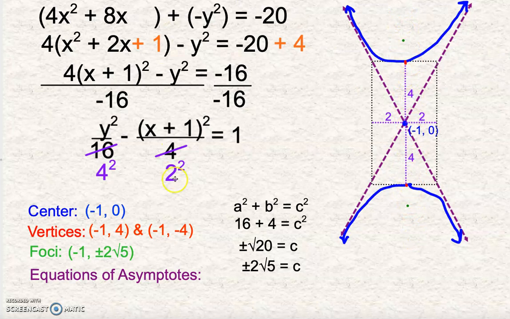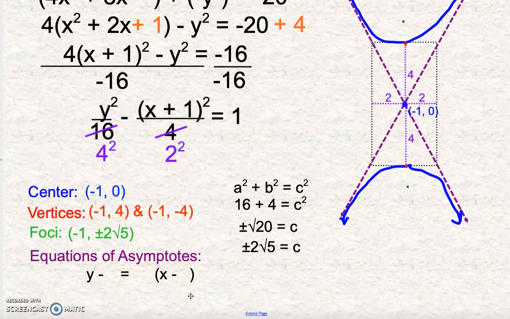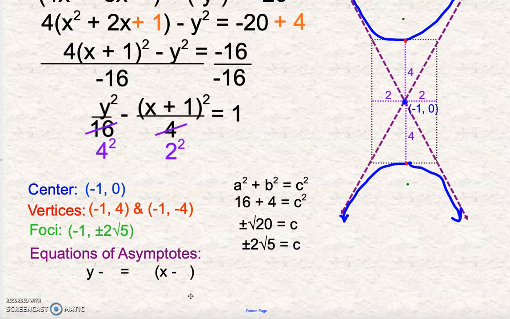And finally, we need the equations of the asymptotes. Now these asymptotes are lines, and there are 2 of them. So I'm going to go back to that way I've always written equations. So I'm going to write y minus something equals the slope times x minus something. This is point slope form. Well, I know that both asymptotes pass through the point -1, 0. So -1, 0. And what's the slope?